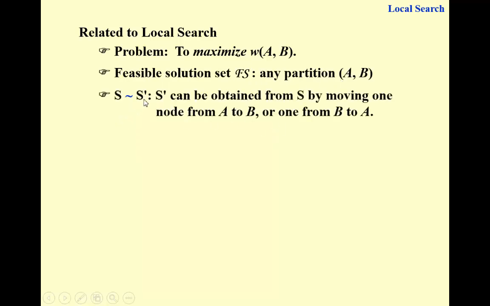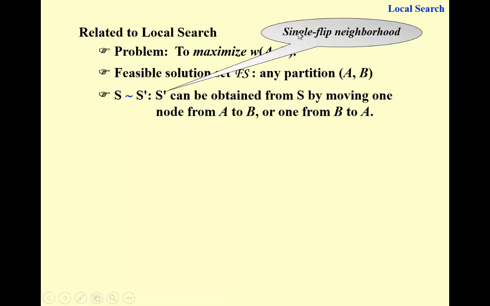The way it's related to local search is the following. First of all, the problem is to maximize this weight function, and the feasible set contains all kinds of partitions. The neighborhood S prime can be obtained from S by moving one node from A to B, or one from B to A. That is, to flip the color of one node to obtain the S prime from S. So it's called a single flip neighborhood. Does it look familiar to you?